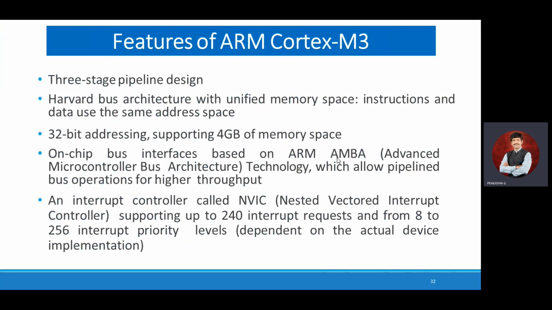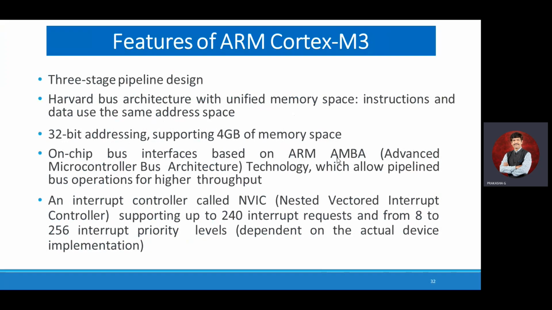Harvard bus architecture with unified memory space. Instructions and data use the same address space. 32-bit addressing supports the 4 GB memory space. It uses the AMBA bus, Advanced Microcontroller Bus Architecture. We call this the AMBA bus. It allows pipelined bus operations for higher throughput. It uses the pipelining operation where you get higher throughput.